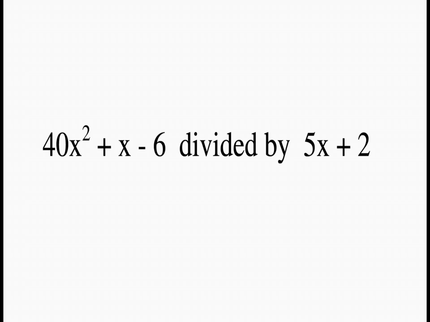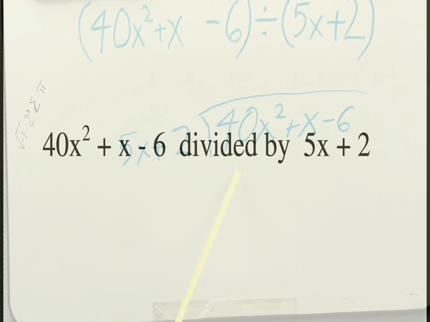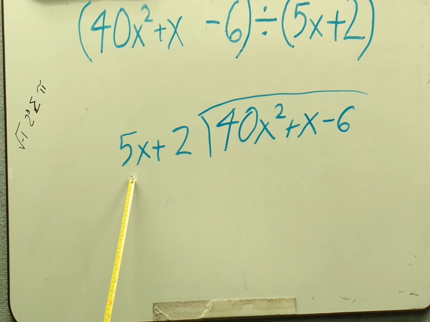Today we're going to learn about dividing polynomials. To be exact, a trinomial will be divided by a binomial. So we see the first one, the 40x squared plus x minus 6, is a 3-term, and then the 5x plus 2 is a 2-term, so that's a binomial.